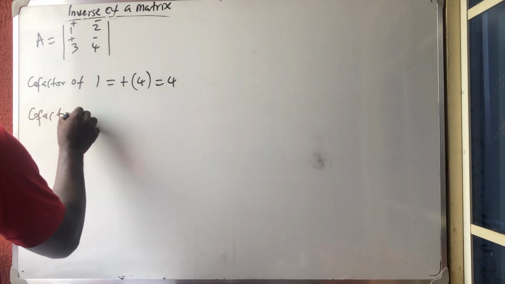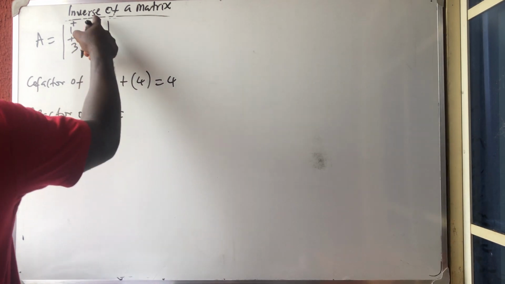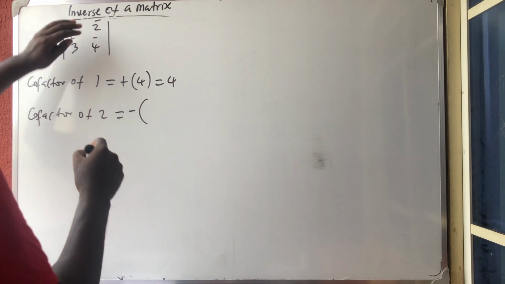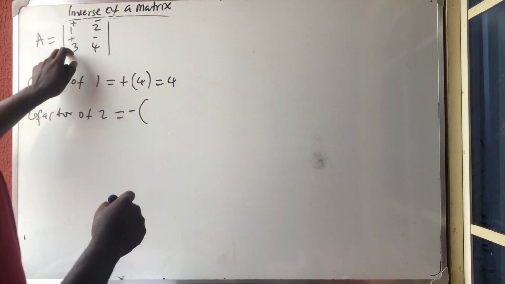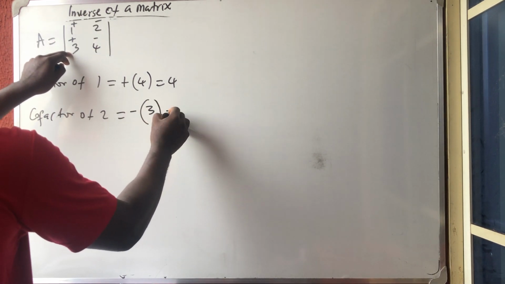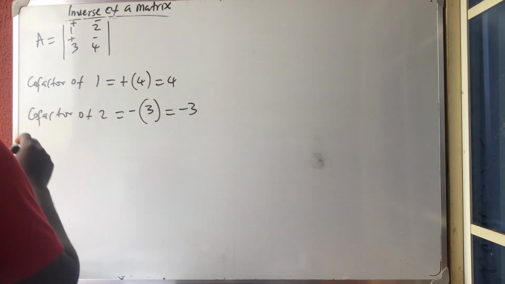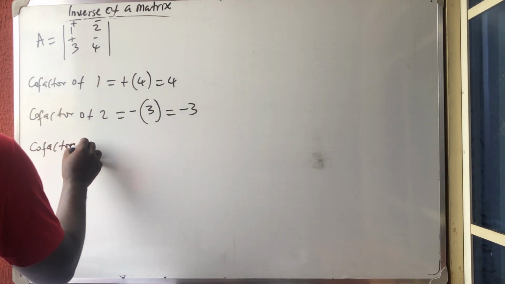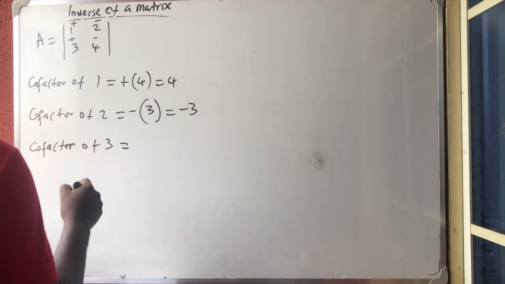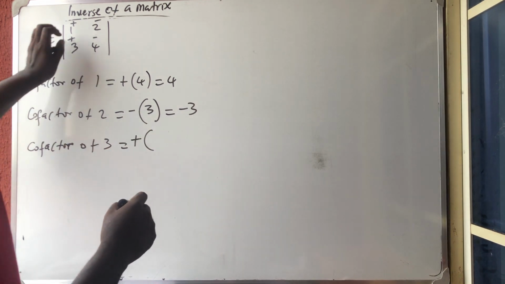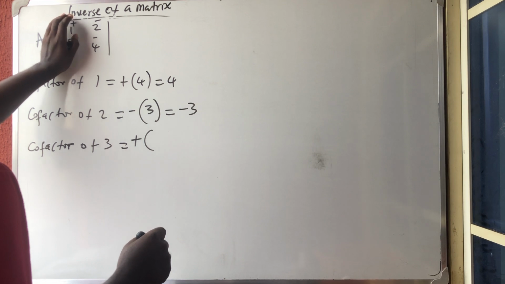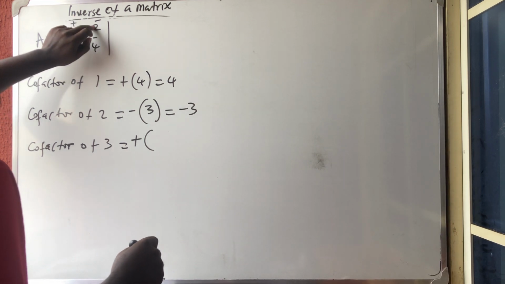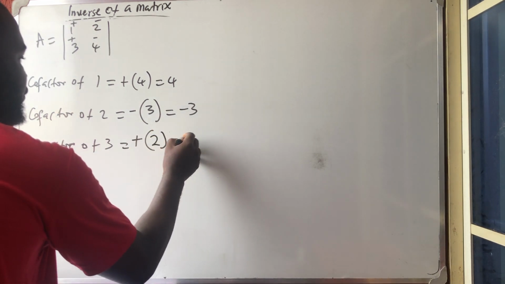The next one is cofactor of 2. 2 has minus, so I'll put the minus there before I close the row and column. I'm left with 3, which will give you minus 3. The next one is cofactor of 3. 3 is positive, so I close the row and column of 3. I'm left with 2, which will give you plus 2.